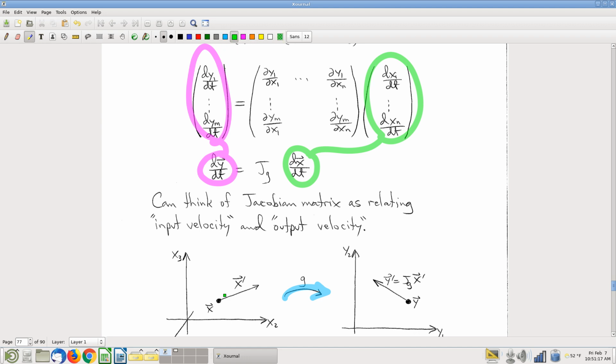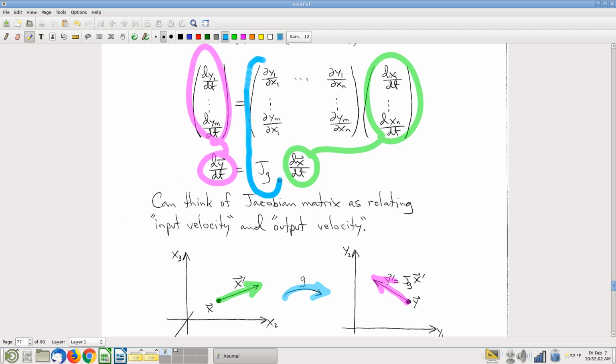The green vector is the velocity vector for my input parametric curve floating around in R3, Rn, the input space. And the purple vector is the velocity of that output parametric curve floating around in Rm, the output space. I'm just drawing a picture of the scene we have. The reason I show you this example is because of what it allows me to determine about the Jacobian matrix in general.